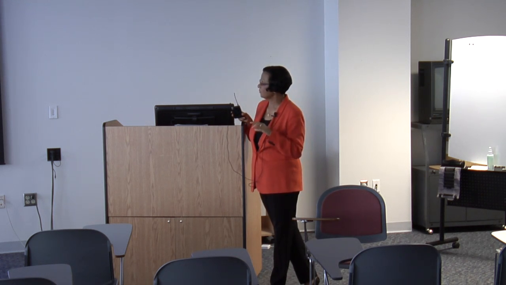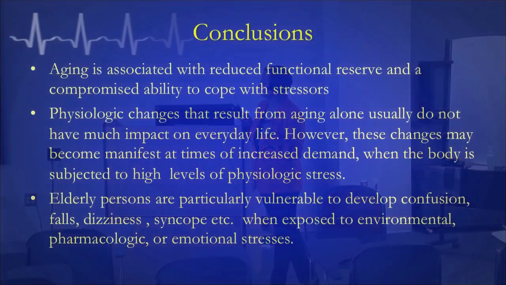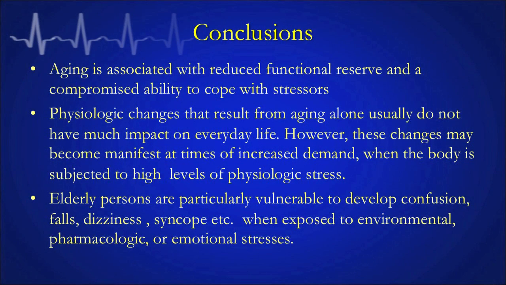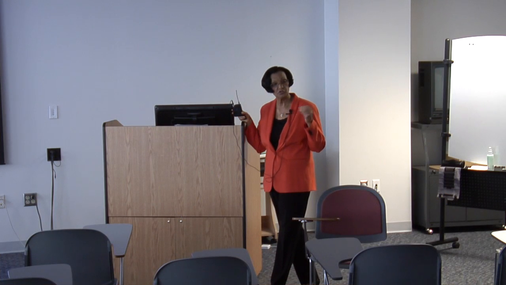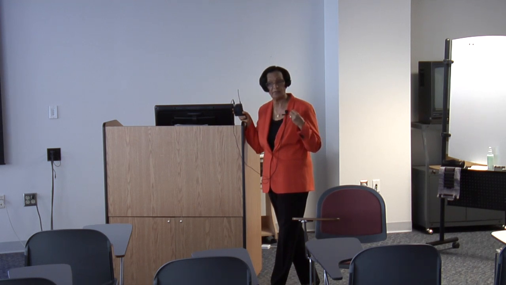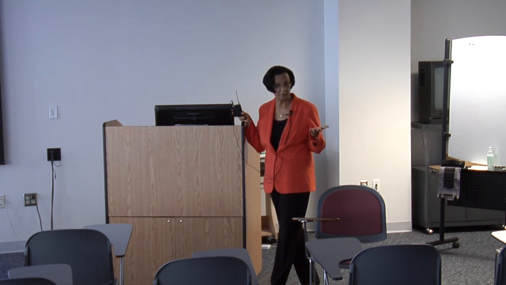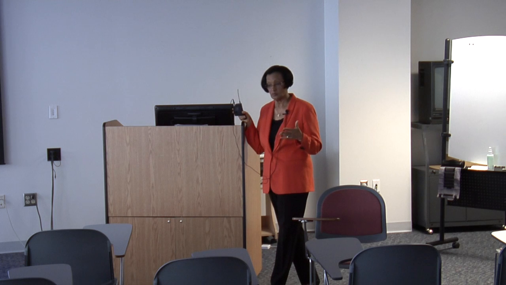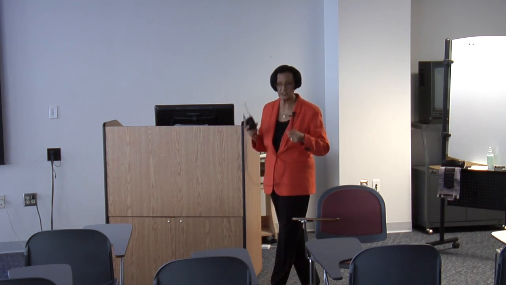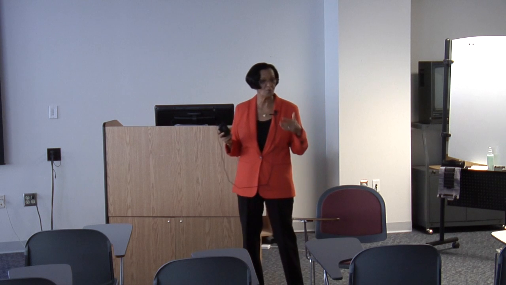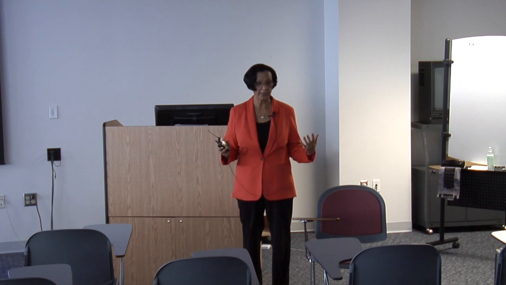So to summarize our final thoughts, aging is associated with reduced functional reserve and a compromised ability to cope with stressors. That's why, when you see frail older people who already have compromise in their functional system, their function really tells you about the clinical well-being of that person. I think we all know somebody who's 85 years old, robust, healthy, independent. We know that they are going to do much better than somebody of the same age who is frail and dependent on others for activities of daily living.